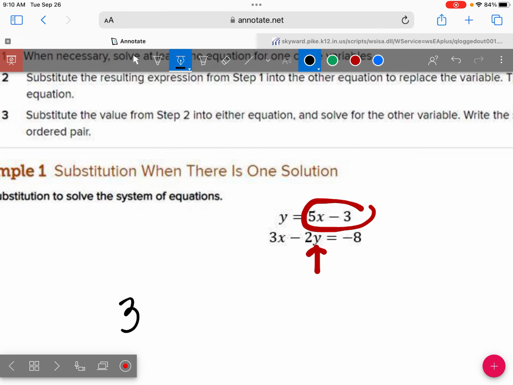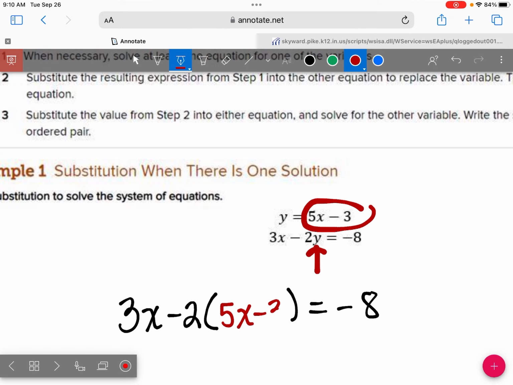All right, so it's 3x minus 2, put a parentheses for the y, equals negative 8. So what I just did was I took that second equation that said 3x minus 2y equals negative 8, and instead of y, I put parentheses. Now, inside of the parentheses, I want you to write 5x minus 3. And now we have to solve this equation.